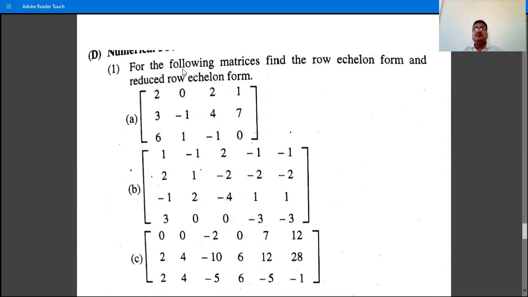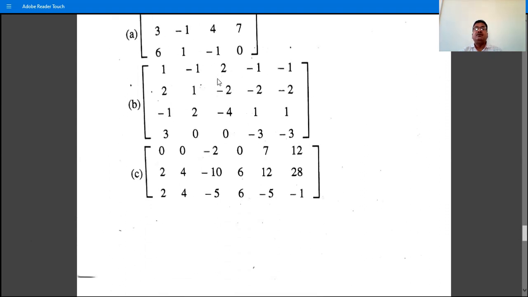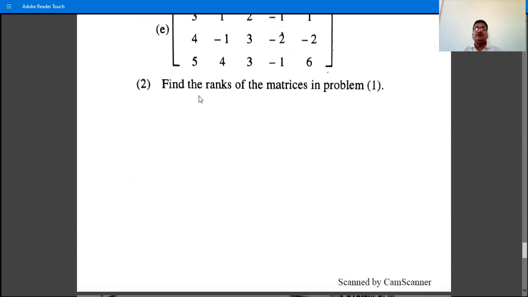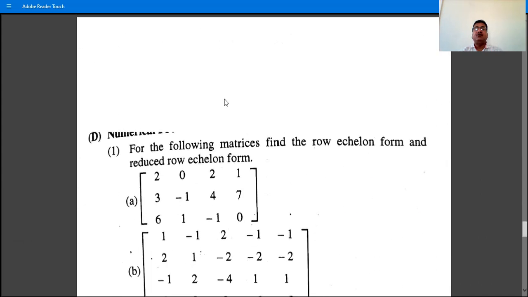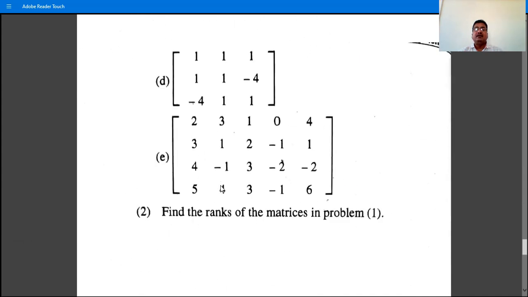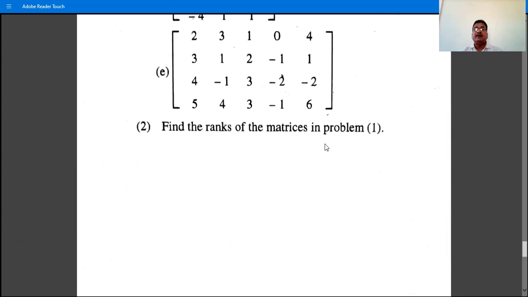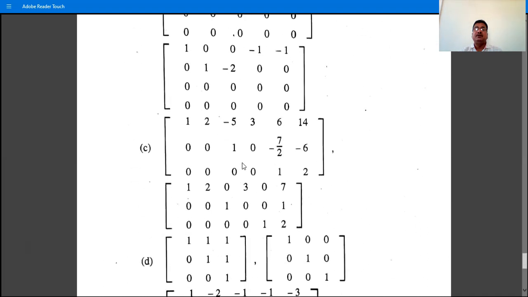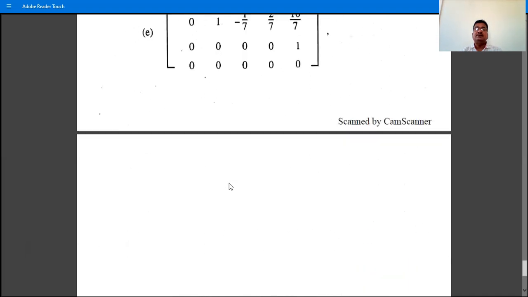So these are some examples. For the following matrices, find the row echelon form and reduced row echelon form. That is, we have to reduce each matrix to echelon form as well as reduced row echelon form. And the second question is, find the rank of each of the matrices in problem one. That is, find the rank of each matrix. And in order to find the rank, we have to reduce the matrix to echelon form.